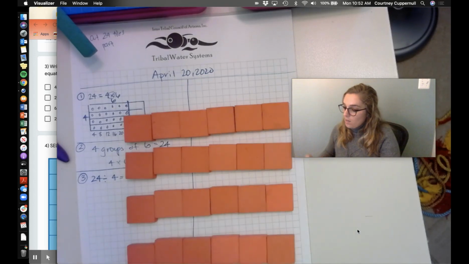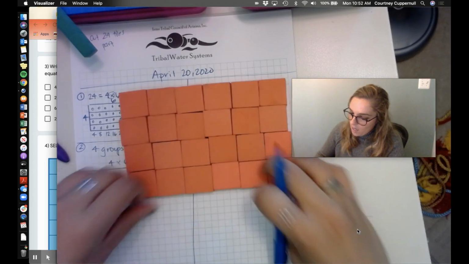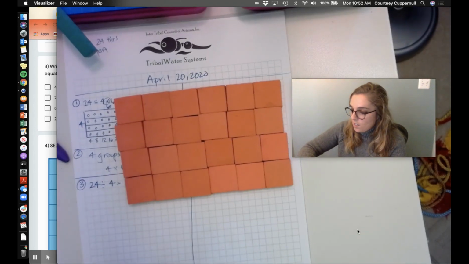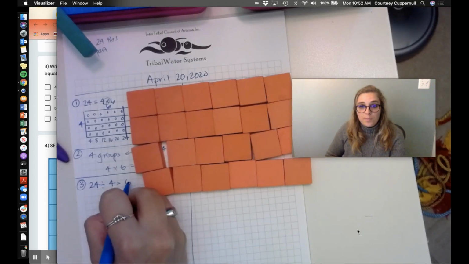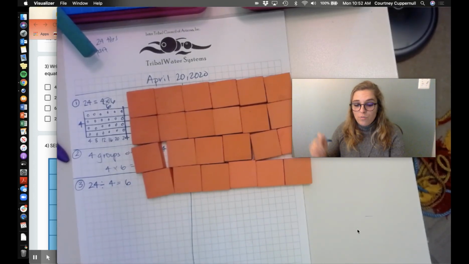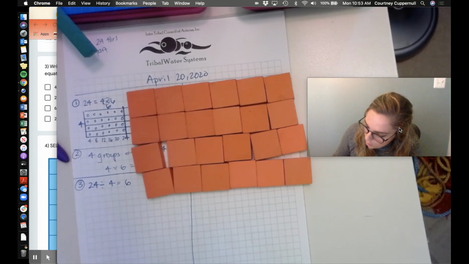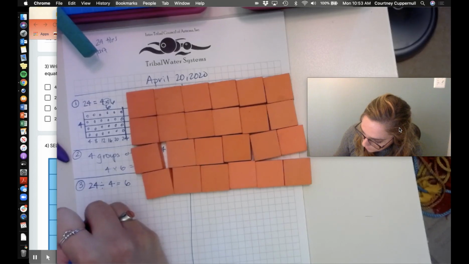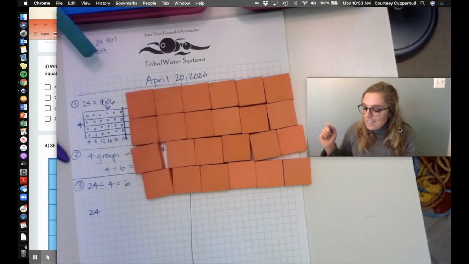So that means when I push my array back together, I can use it to solve the fact that 24 split into groups of 4 means 6 in each group. Now, I can also use this same array to solve another division equation that talks about a total of 24. I could also write there's a total of 24 tiles. But now I want to split them into groups of my columns. I want to split them into groups of 6.